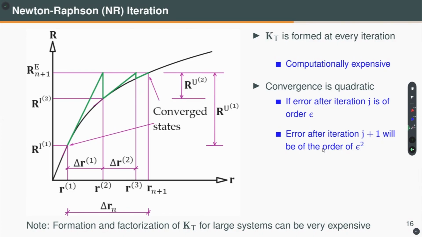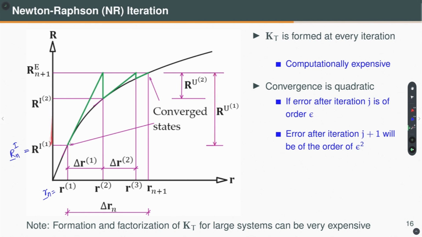So, let me show you pictorially how the Newton-Raphson iteration looks. Here is R, the force vector, and here is the displacement vector. Let us say this is my exact solution path. We are here at the nth load step where we are in equilibrium. So, this is R n I, the internal resisting force, and this is R n, the displacement vector at the nth load step. We have now applied this much of force. So, what is the unbalance? From here to here is the unbalance.